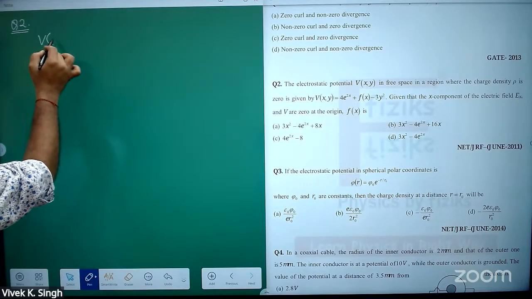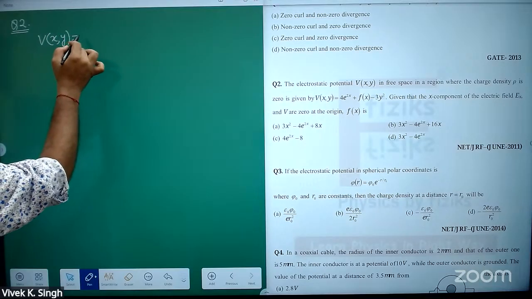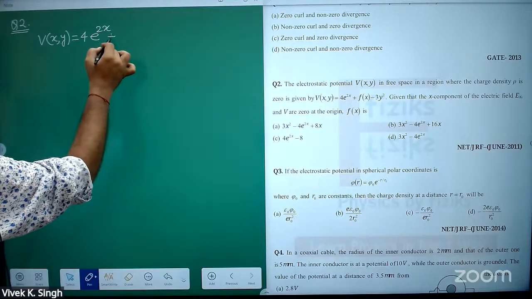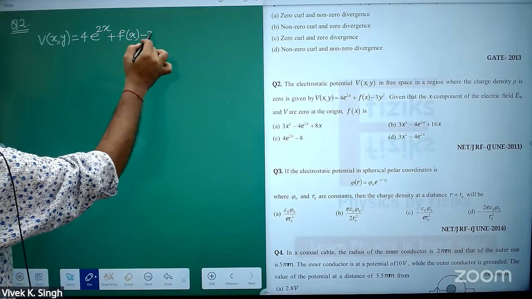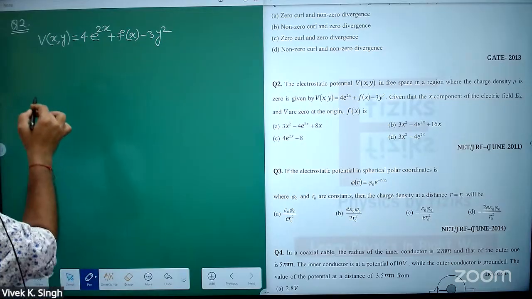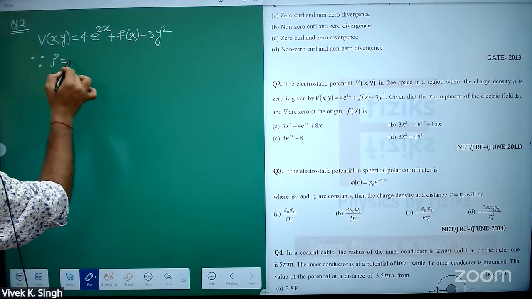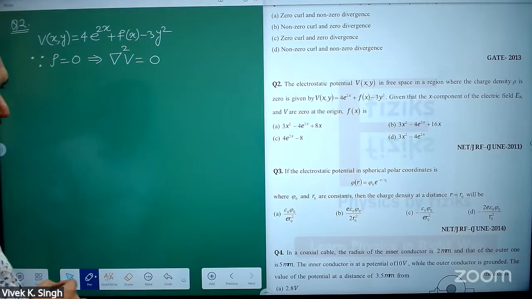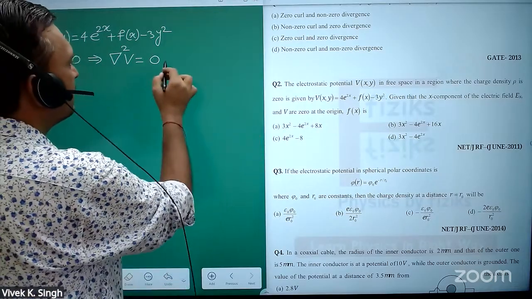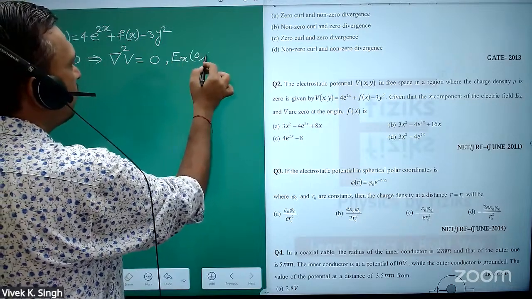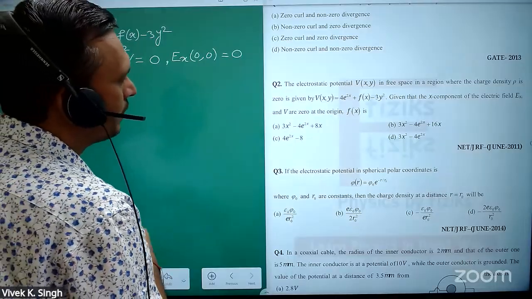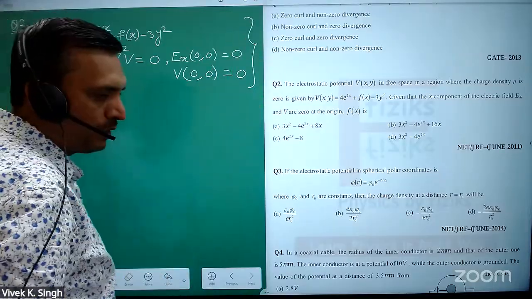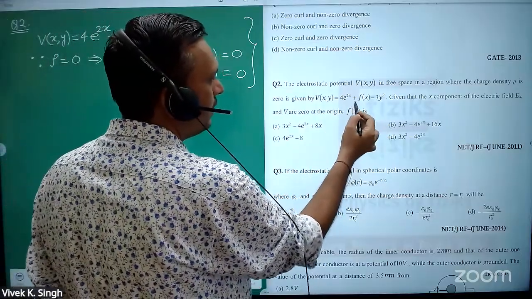So it is given that V(x,y) equals e power 2x plus f(x) minus 3y square. Since rho is 0, this will give you del square V will be 0. It is also given that Ex at the origin is 0. The x component of the electric field is 0. And potential at 0, 0 is also 0.